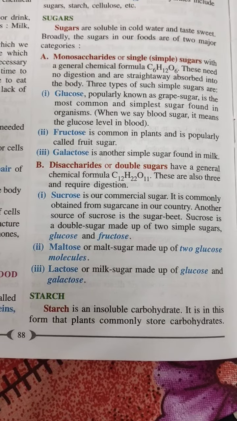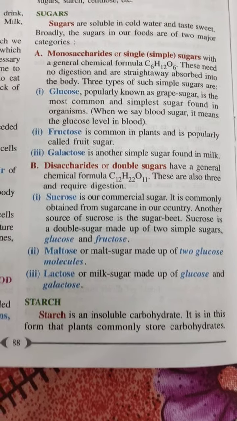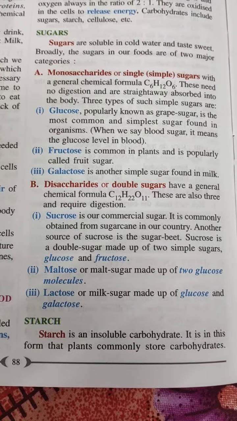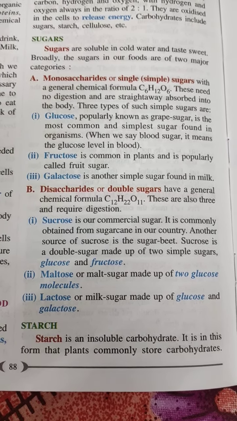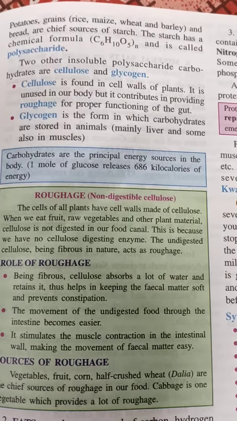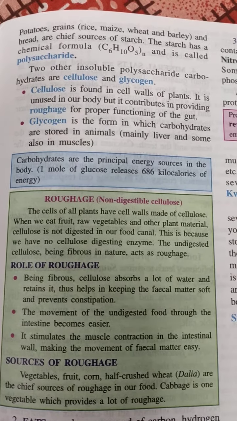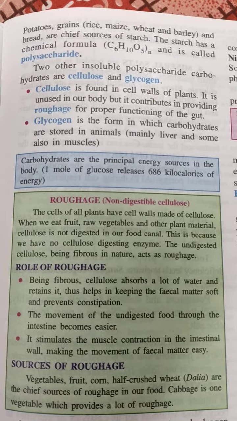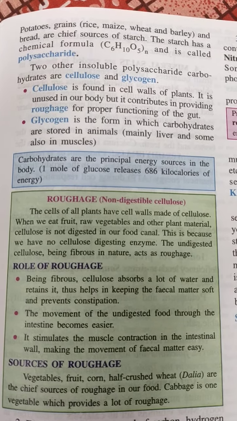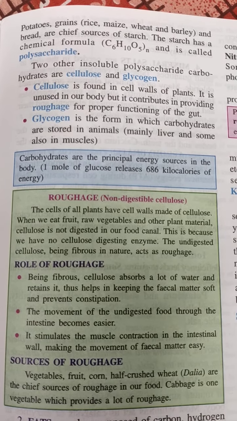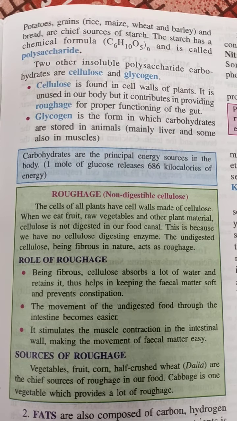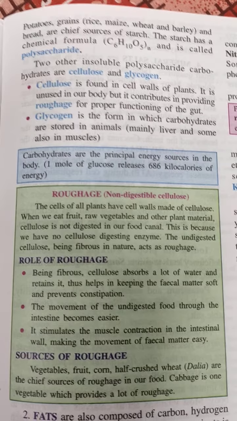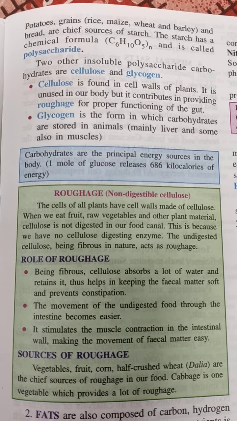Next category of carbohydrate is the starch. It is an insoluble carbohydrate. It is in this form that plants commonly store carbohydrates because it's a very complex carbohydrate. We can find it in potatoes, grains, and bread, which are the chief sources of starch. The starch has a chemical formula (C6H10O5)n. This n is the number of molecules. It can be any number of molecules. That means it can be a very long chain, and we call it a polysaccharide. Poly means more than two.